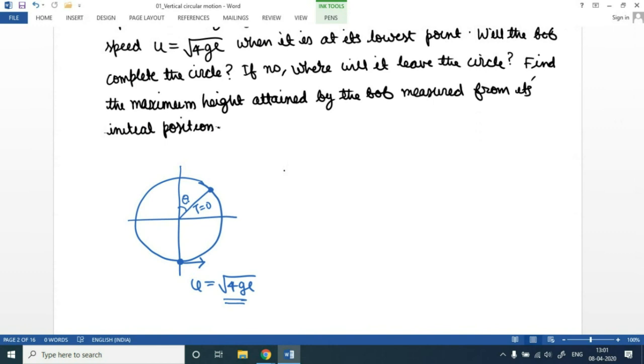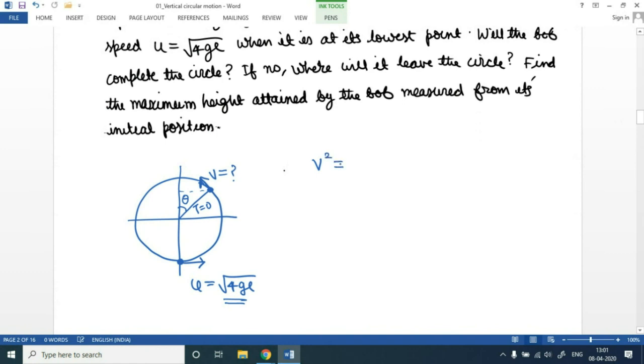That is what the second part of the question is asking: if no, where will it leave the circle? So it will leave the circle somewhere over here when tension becomes zero, but the velocity will remain something, say v, which we need to find out. Here we can write the equation of dynamics as well as energetics. First of all, let's find the value of v. How can we find it? Using the simple principle of conservation of energy.